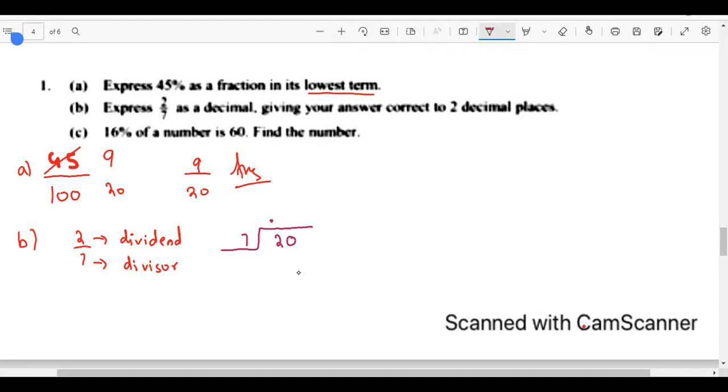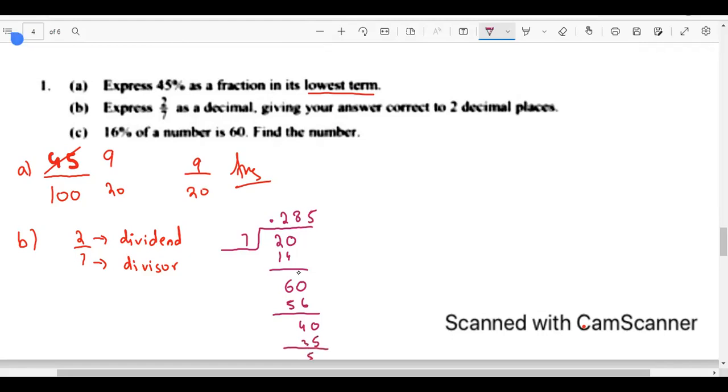7 multiplied by 2 is 14. The difference is 6. I would get a 0 again. Then I know 7 multiplied by 8 is 56, and the difference is 4, again 0. And 7 multiplied by 5 is 35, and it would be 5.